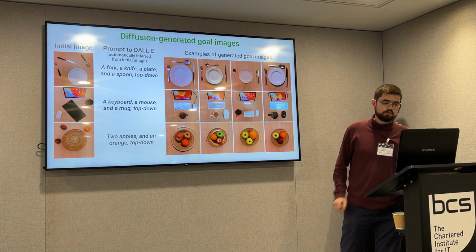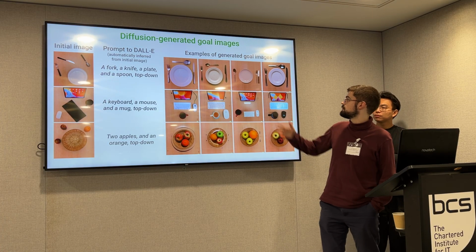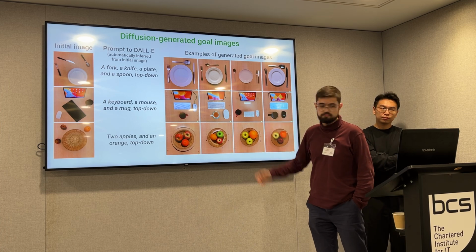Okay, so here you can see some more goal images that have been generated by our method for different scenes. So you can see it works on a dinner table, an office desk, and a fruit arrangement.